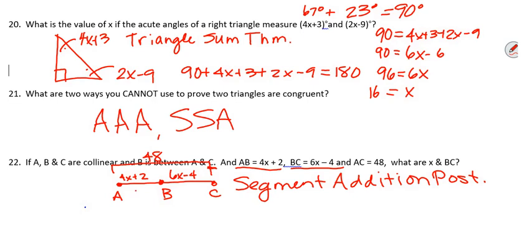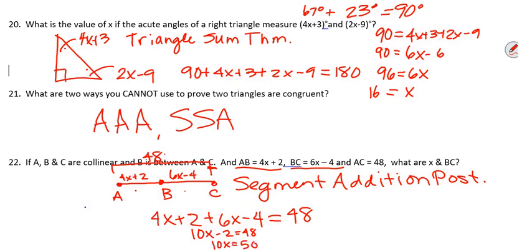So aren't we going to add part plus part to get the whole? So we're going to say 4x plus 2 plus 6x minus 4 equals 48. So that's going to be 10x, because 4 plus 6 is 10. And then 2 minus 4 is a minus 2. So that's going to give us 10x equals 50, because we're going to add 2 to both sides. And so when we divide 10 into 50, we get x equals 5.